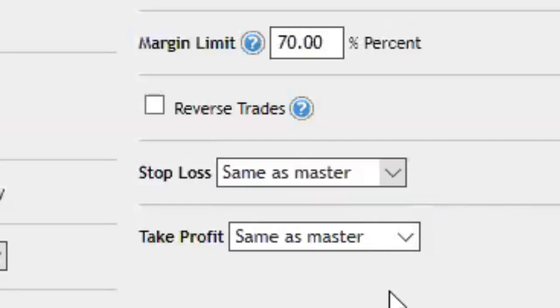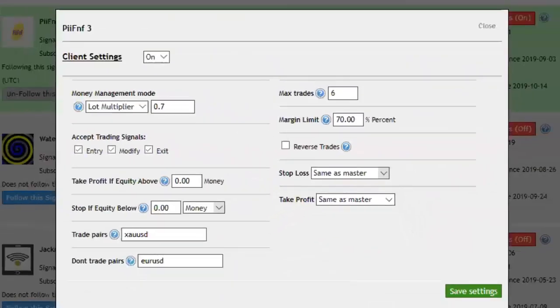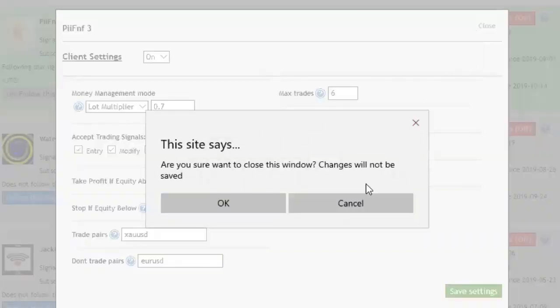All right. So when you're satisfied, you can then save the settings, and all your changes, your customization will be saved, activated and executed based on your instructions of how you want to follow each signal provider. Otherwise, you can always close this and come back again another time.